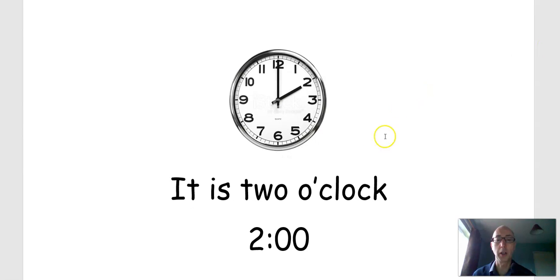So it is 2 o'clock. We know it is 2 o'clock because we look at the big hand first. The big hand is at 12, so that means o'clock. The little hand is at 2, the small hand is at 2, so that's the 2 hours. So again, if the big hand is at 12, it's o'clock, 2 o'clock. And that's how we write it in numbers.